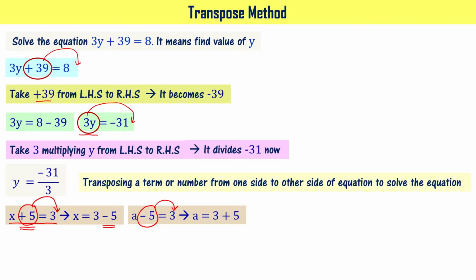Let me consider another example. Here, the equation I have is 3p equal to 1, right? It means 3 is multiplying variable p. I want to transpose this number 3 from left hand side to right hand side, right? When I do that, p is going to be equal to 1 by 3. The 3 which is multiplying p on LHS becomes the denominator on the RHS, right?